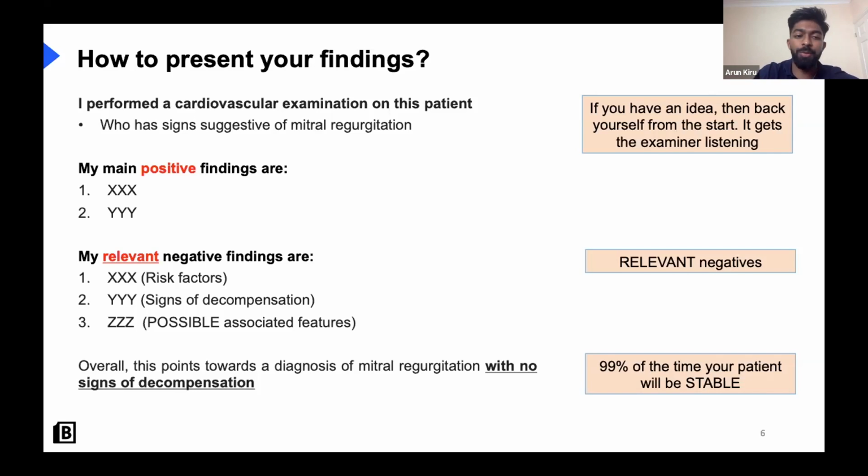It's really obvious stuff, but by putting it in there, you suddenly look like someone that's picked up on all these cues, all these clues, and managed to present it really nicely. And then any associated features, for example, some conditions like mitral regurg we'll see are associated with atrial fibrillation. And we'll talk about that in the theory today. So if it's not there, then say it. And then summarize at the end, and you can say, with no signs of decompensation, because most of your patients are going to be stable. If they do have signs of decompensation, then you can say that.